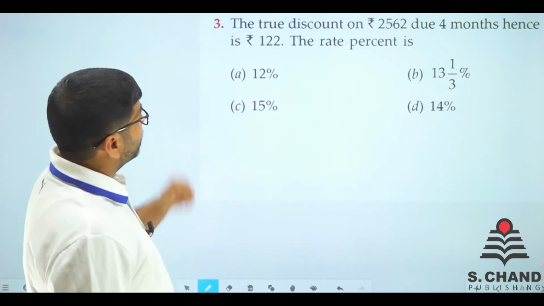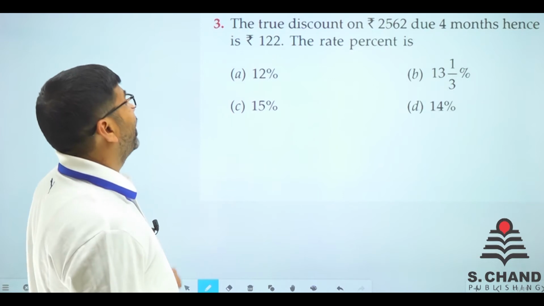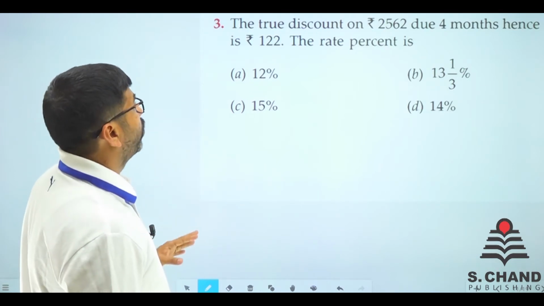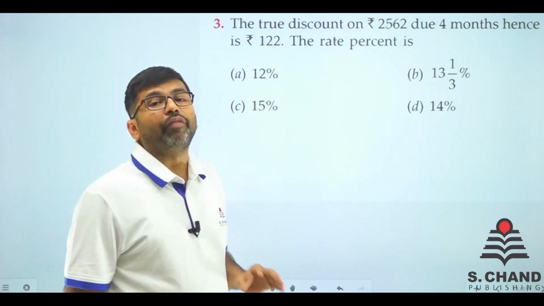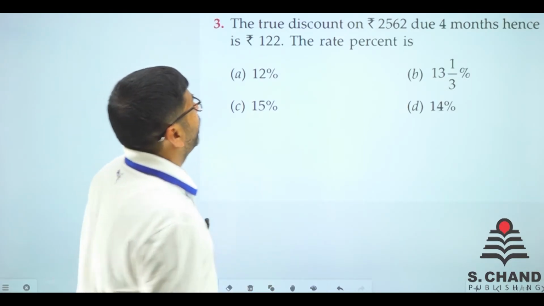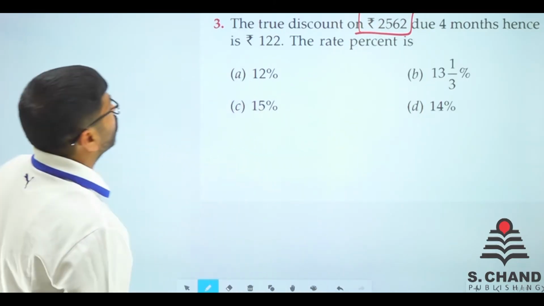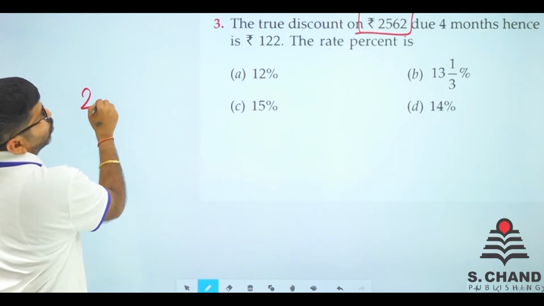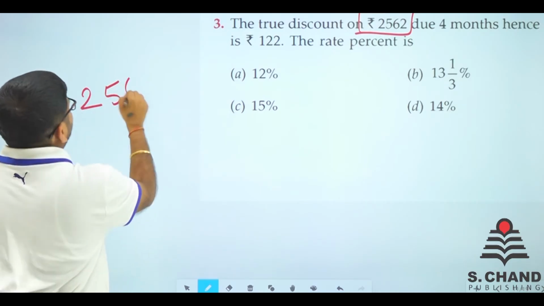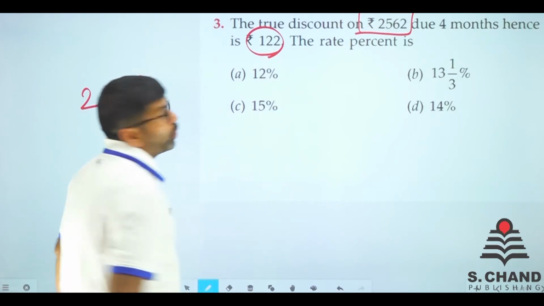The true discount on 2562 due 4 months hence is 122. You need to find the rate of interest, right? Okay, so see, this is the amount, sum due, right? So sum due is 2562. And what is true discount? The true discount is 122.